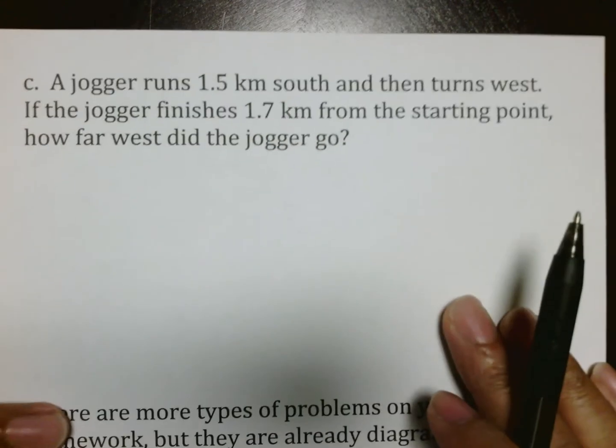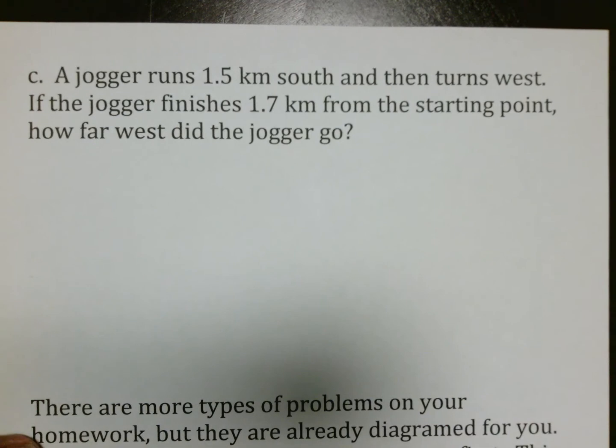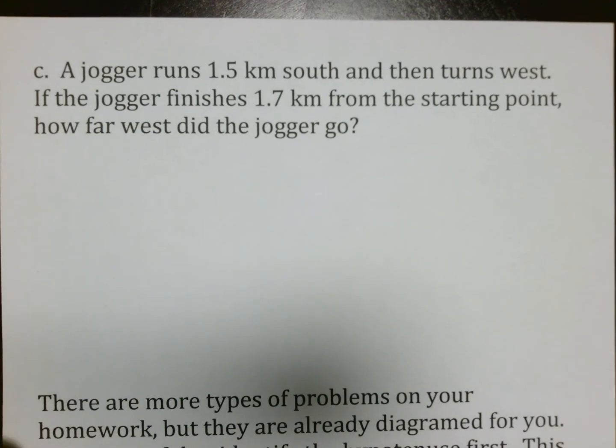One more type of problem you're going to see in terms of what we need to cover is something like this, where a jogger runs 1.5 kilometers south and turns west. The jogger then finishes 1.7 kilometers from the starting point. How far west did they go?